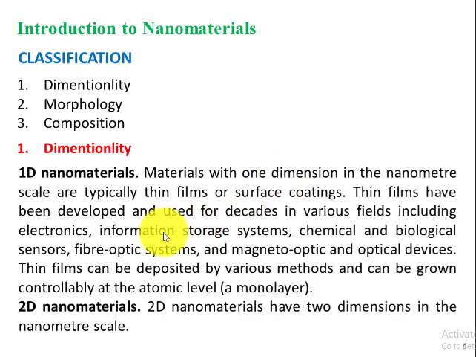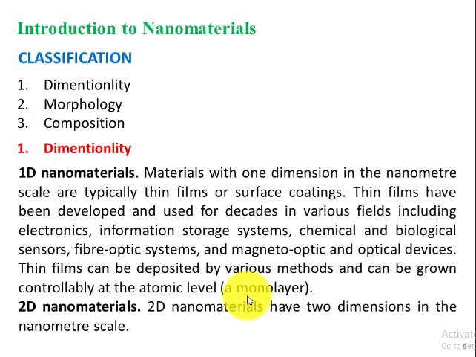Thin films have been developed and used for decades in various fields, including electronics, information storage systems, chemical and biological sensors, fiber optic systems, and magneto-optic and optical devices. Thin films can be deposited by various methods and can be grown and controlled at atomic level, a monolayer where one layer of the atoms can be deposited on the surface of the material.